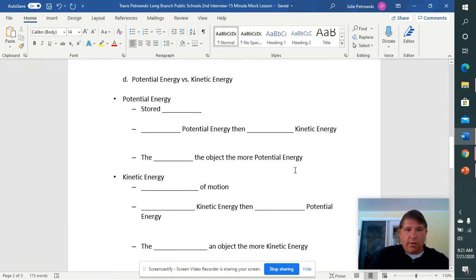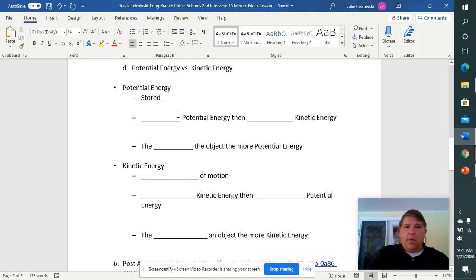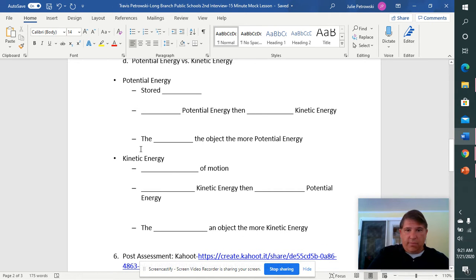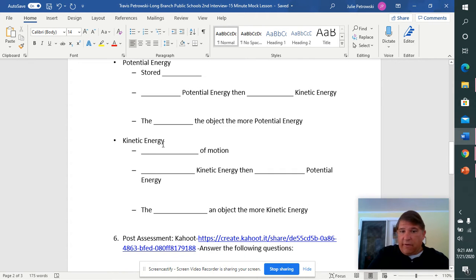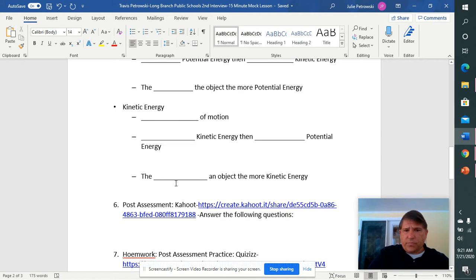The faster an object moves, the more kinetic energy. Let's go back to our PowerPoint notes. Potential energy is stored energy. High potential energy and low kinetic energy. The higher, the more potential energy. Then we have kinetic energy. It's the energy of motion. It is high kinetic energy when you're moving down the hill, then low potential energy. And the faster an object moves, the more kinetic energy. And that is your notes.